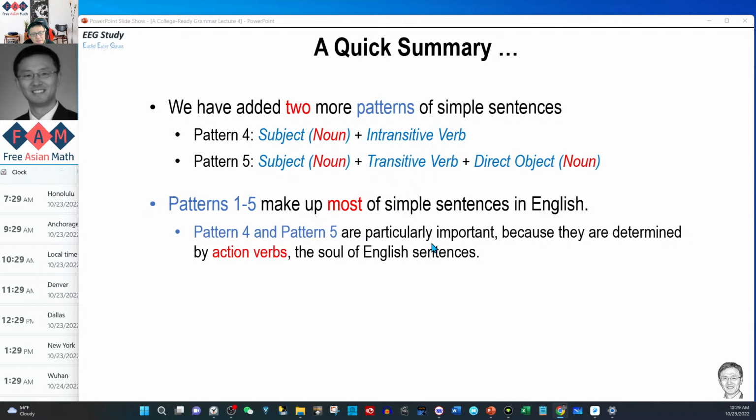Pattern 4 and pattern 5 are particularly important because they are dominated by action verbs. Both intransitive verbs and transitive verbs are so-called action verbs. They are really the soul of English sentences. You really have to master a very strong vocabulary of action verbs in order to write good English.